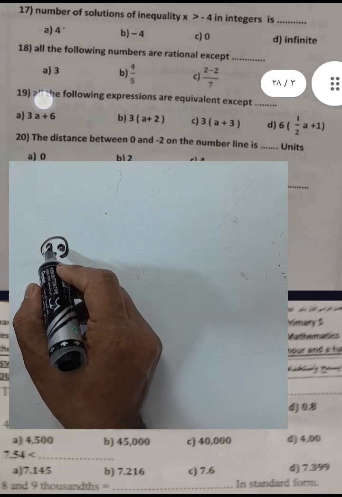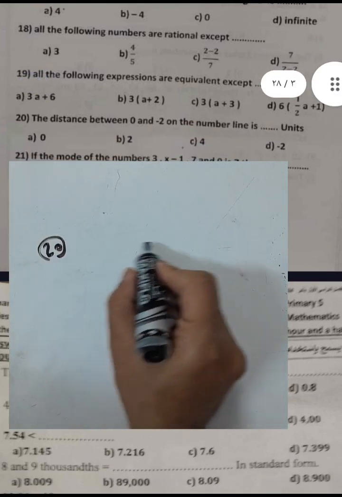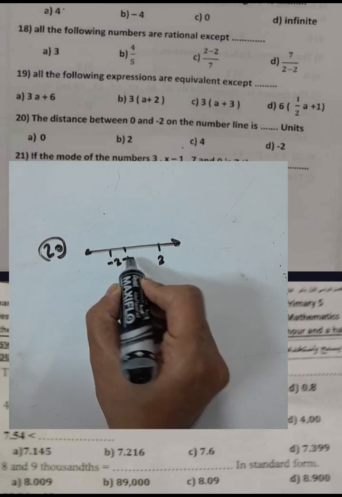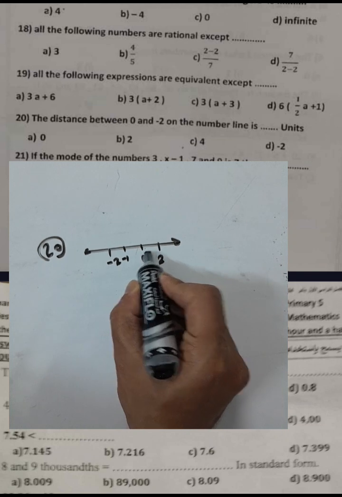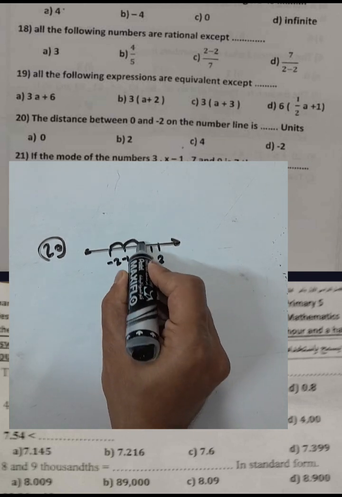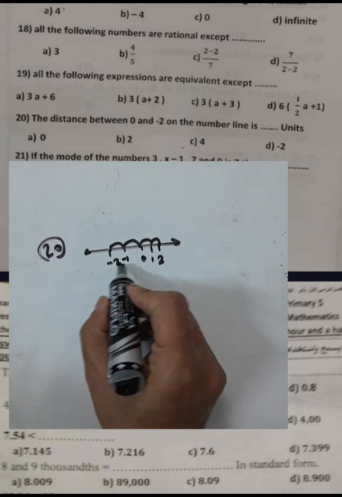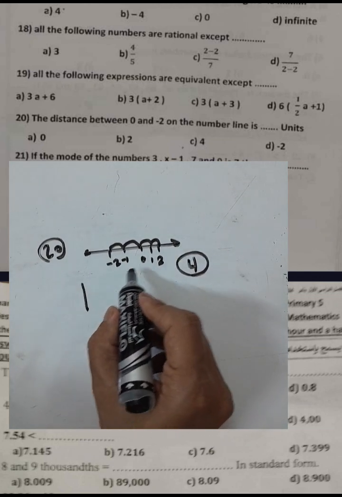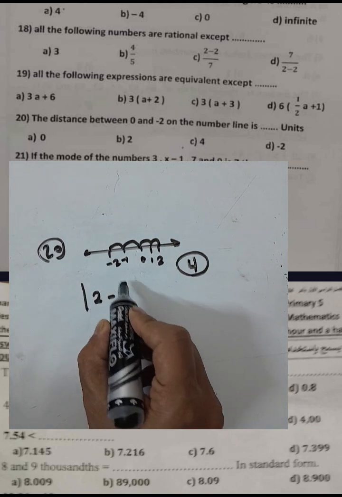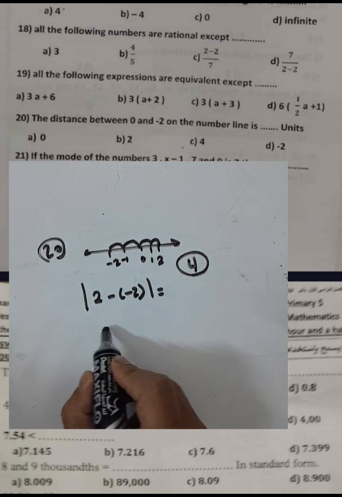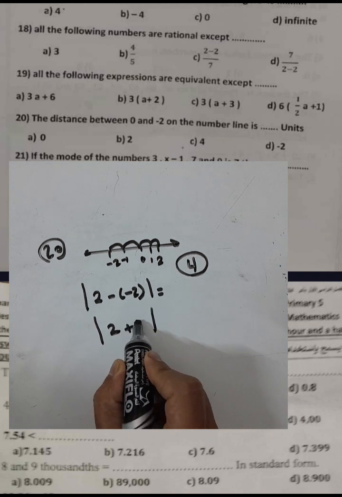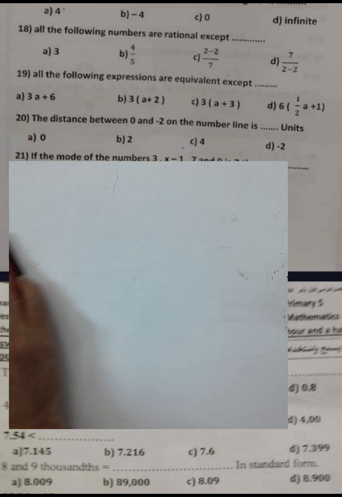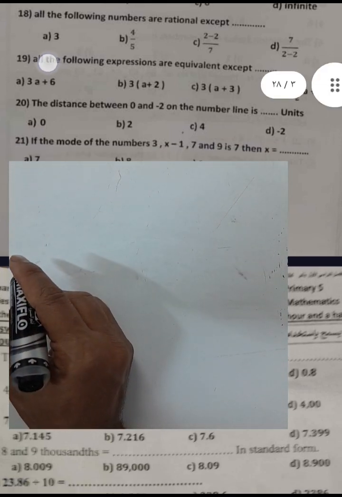Okay. Question 20. The distance between 2 and negative 2 on the number line: we have negative 2 and 2, negative 1, 0, and 1. Count 1, 2, 3, 4. The distance between negative 2 and 2 will be 4 units. Or you can write the distance as 2 subtract negative 2. The result will be the absolute value of 2 plus 2, which is the absolute value of 4. The result here will be equal to 4, then the result will be 4 units.